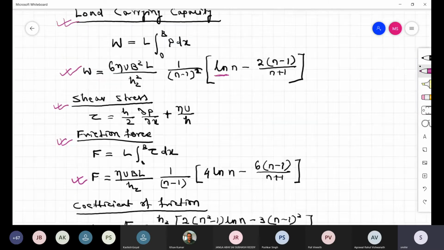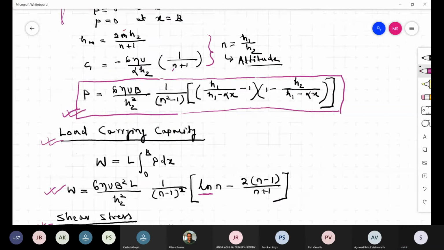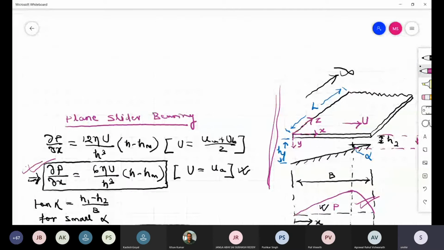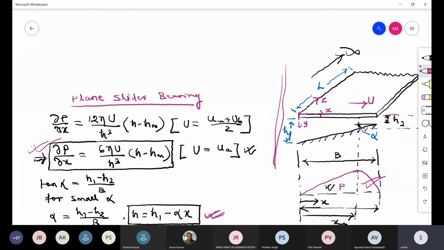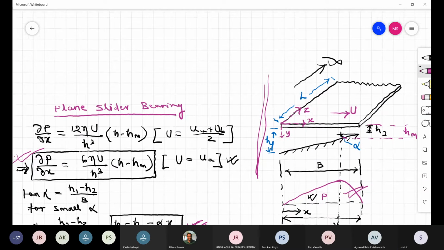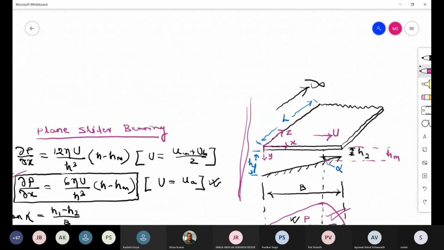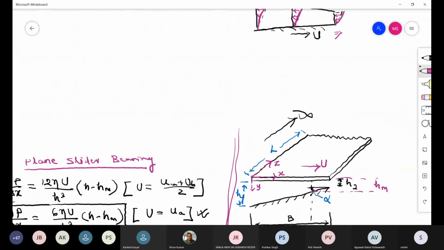So this is called a plane slider bearing, which is infinitely long.